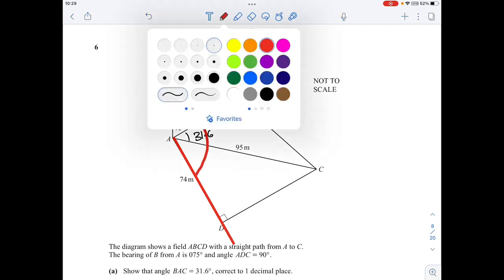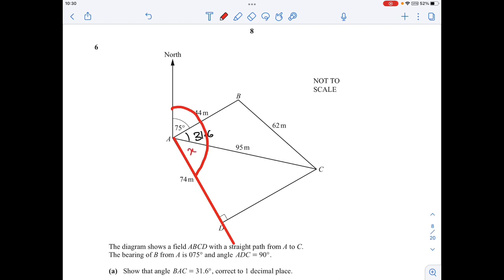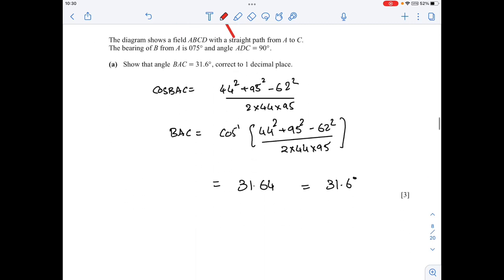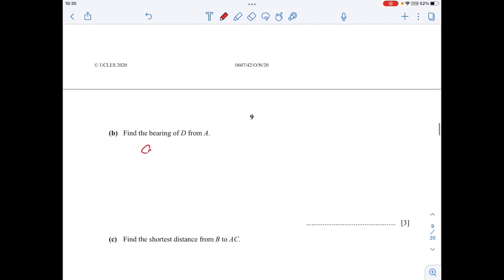So what am I going to do? I have to find this particular angle, small x, which is DAC. So how should I find DAC? For DAC, this is the adjacent side and this is the hypotenuse, so I'll be using cos DAC. Cos DAC equals adjacent side 74 over hypotenuse 95, so DAC equals cos inverse of 74 upon 95, which is 38.8.